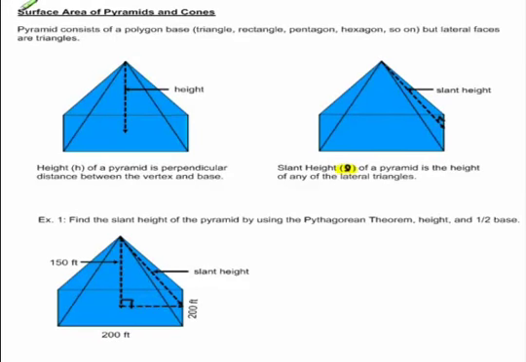Okay, today in class we want to talk about the surface area of pyramids and cones. Let's talk about the parts of a pyramid. A pyramid consists of a polygon base, which could be a triangle, a rectangle, a pentagon, a hexagon, and so on. But the lateral faces are triangles.